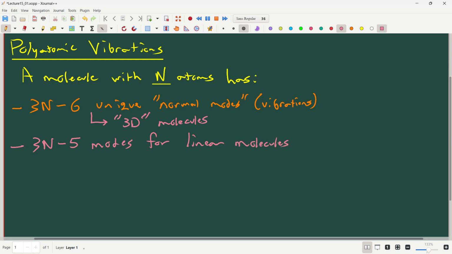That's just an issue because, think of linear molecules like a cylinder. Cylinders only have 2 degrees of rotational freedom. You can rotate the cylinder like this. You can rotate it around its axis, and that's it. So there's only 2 modes of freedom for rotation, not 3. That's why we have the 5.